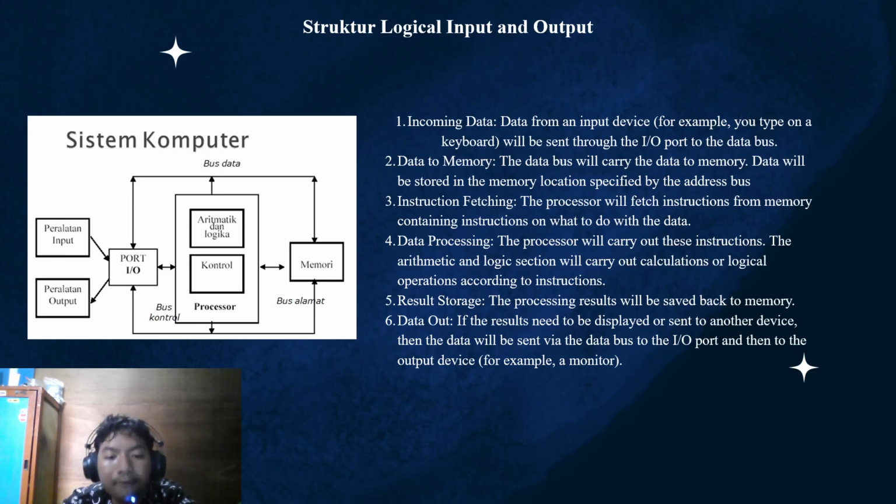The fifth, I will explain about the result storage. Result storage is the processing result will be saved back to memory. And the sixth and finally, I will explain about the data out. Data out is if the result needs to be displayed or sent to another device, then the data will be sent via the data bus to the I/O port and then to the output device, for example, a monitor.